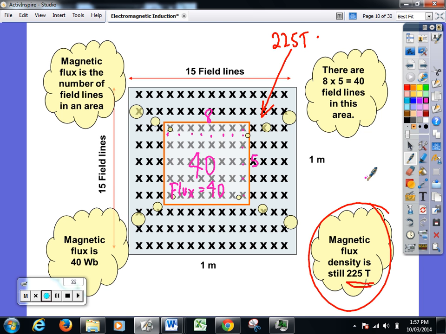Now, going back to this, that 40 is not 40 Tesla, it's 40 Webers. Yes. Okay. Now, this is quite important because we're going to be talking about change of flux in a few more moments. Change of flux is not change of flux density, it's change of flux, which is the number of field lines in the coil. So here, the magnetic flux through that is 40 Webers. Are we getting the difference between flux and flux density? Okay?